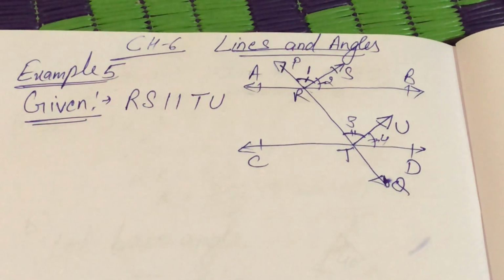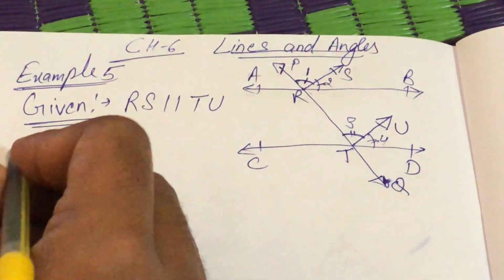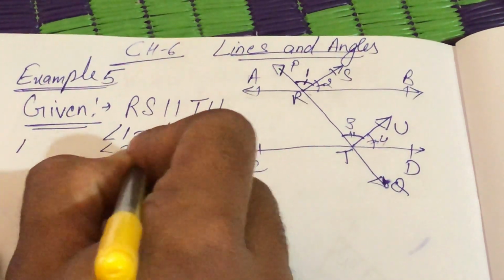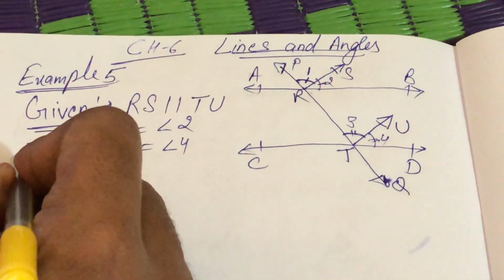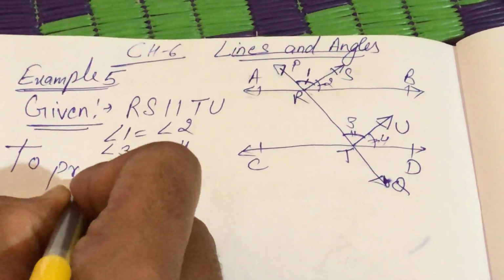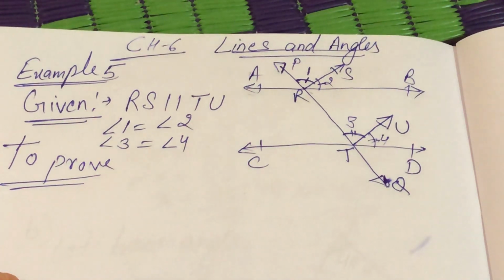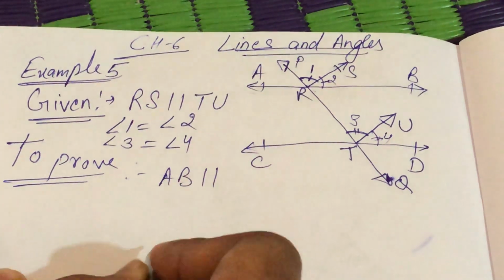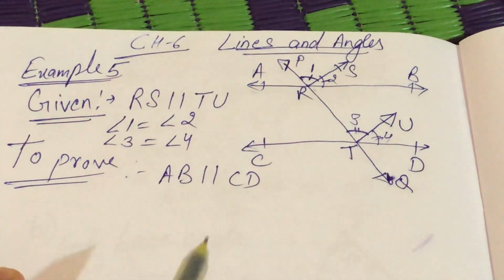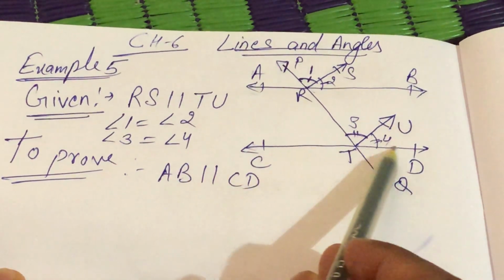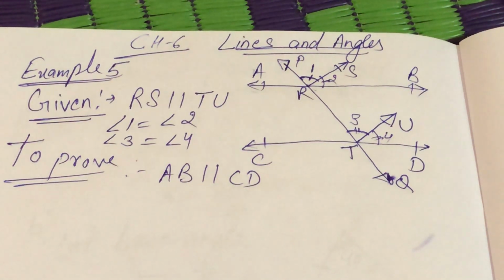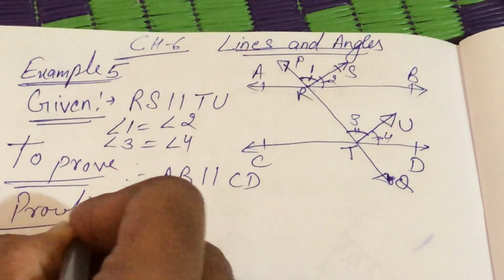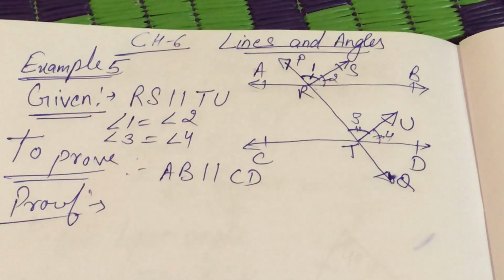Now what we need to do? We'll write as given: angle 1 equals angle 2, angle 3 equals angle 4. Now to prove, what we need to prove is that AB is parallel to CD. We have to prove that this AB and CD are parallel. So let's do it. Proof. How do we prove it? Let's prove it.